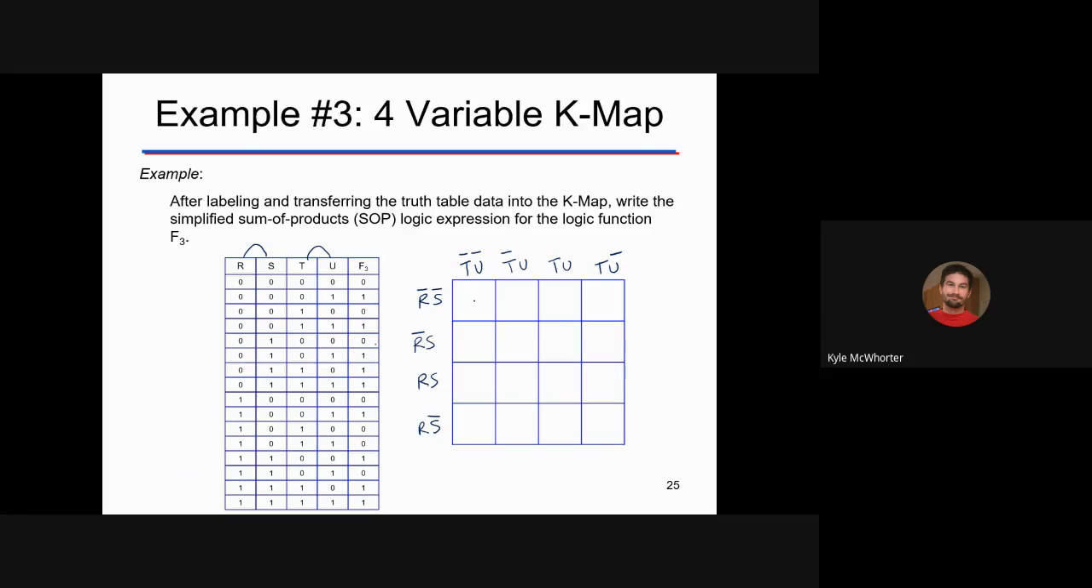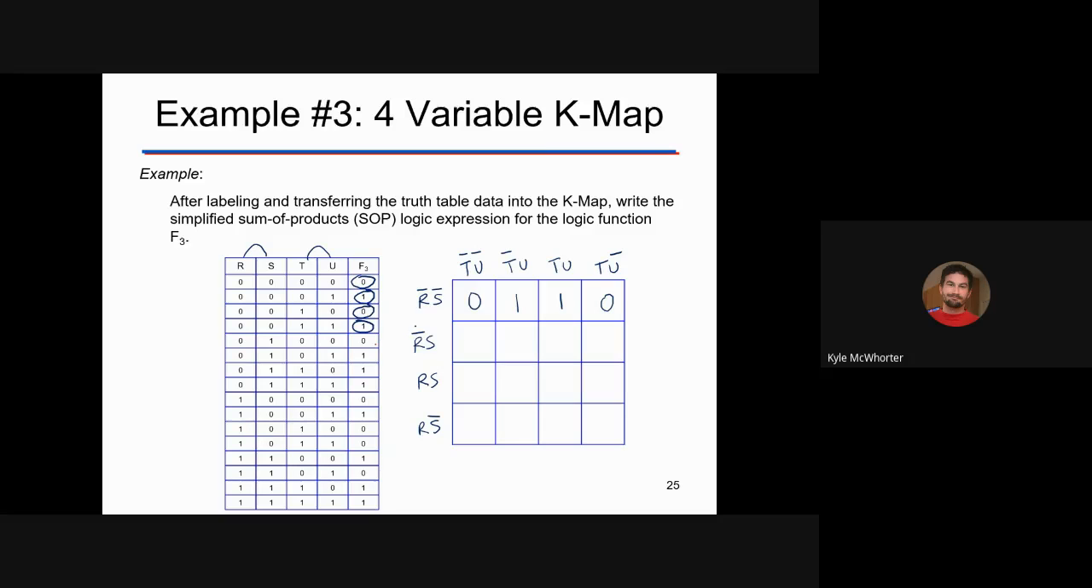Now we're going to start filling in our K-map, right? So 0, 0, 0, 0. That's a 0. 0, 0, 0, 1. That's a 1. 0, 0, 1, 1. That is this row. So that's a 1. 0, 0, 1, 0. That's the third row down. So that one is a 0.